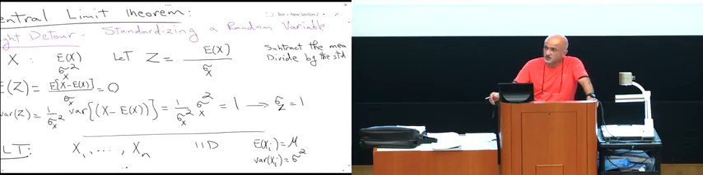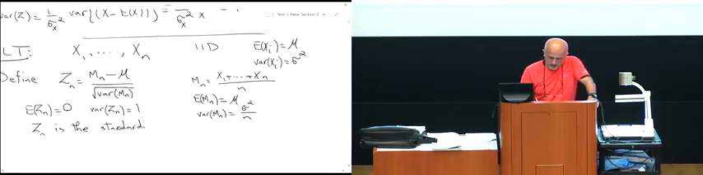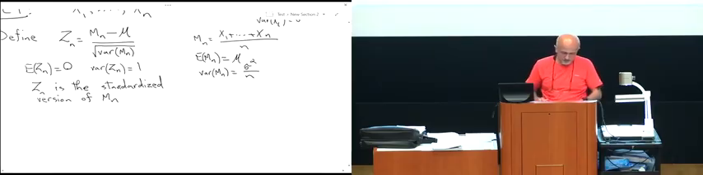Didn't we just talk about standardization? My random variable of interest in this particular case happens to be the sample mean, not just some arbitrary random variable. So, Zn is the standardized version of Mn. It's got 0 mean, unit variance.